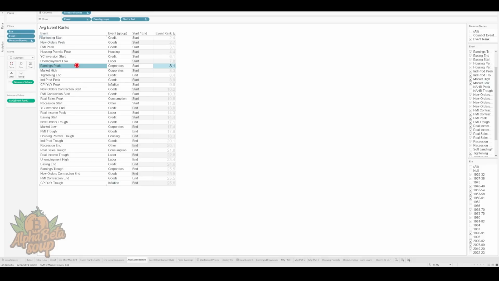Then we see things like the rolling EPS of the S&P, the earnings per share, that peaks. The market peaks. The Fed stops tightening. And then other aspects of the economy, they begin to peak out. Industrial production peaks. CPI peaks. New orders and PMIs go into contraction. Real sales begins to peak, and then the recession starts around the same time that the yield curve inversion ends, or just before it.